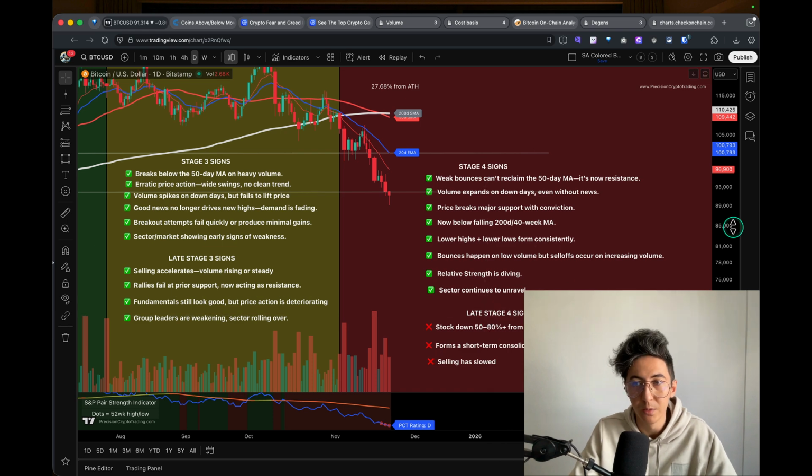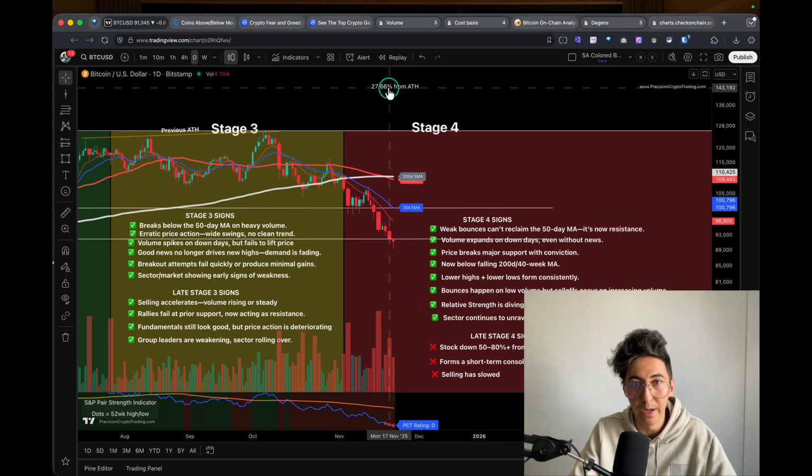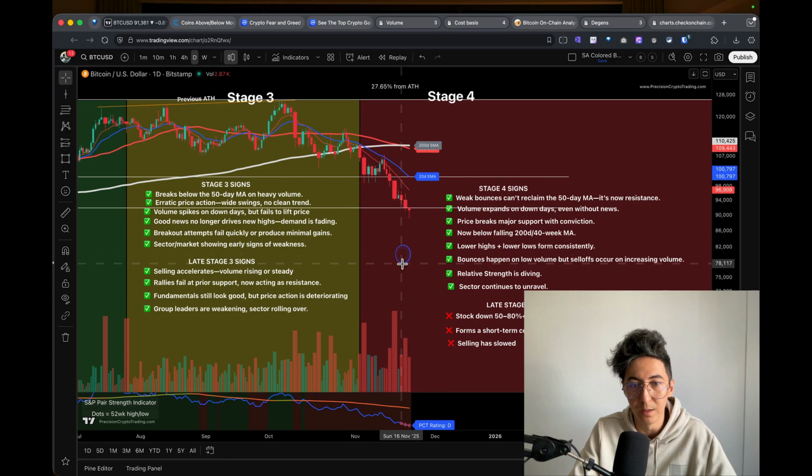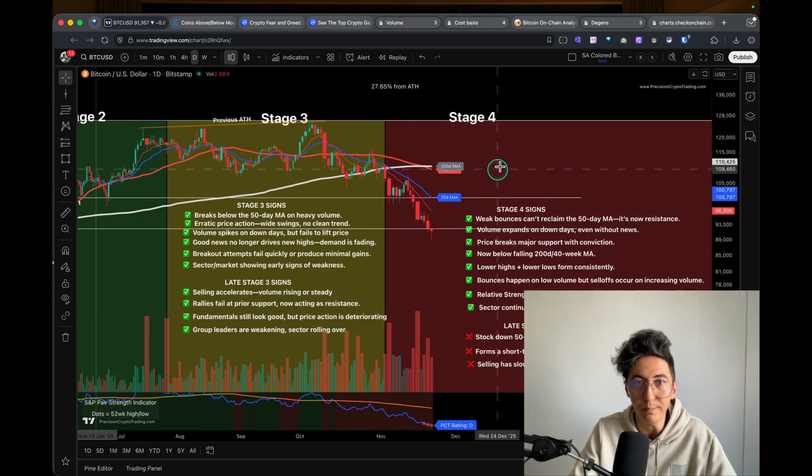Late stage 4 signs, this is what we're looking for. This is the immediate thing that we're looking for. Stocks down 50 to 80%. We are down 27%. Forms a short-term consolidation rather than continuing straight down. It is continuing straight down. Selling has slowed? Selling has not slowed. We've also put in a 52-week low. We can see by the new red dot right here. One was yesterday, one was right here. So things are not slowing down at this point. So that is the update from a stage analysis perspective.